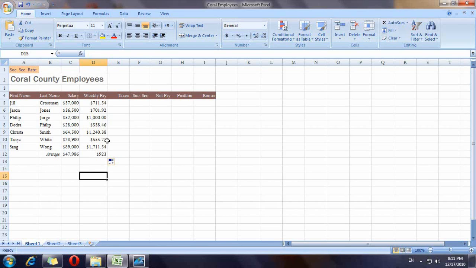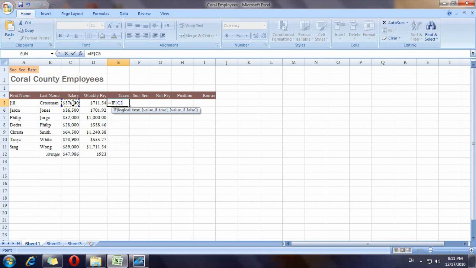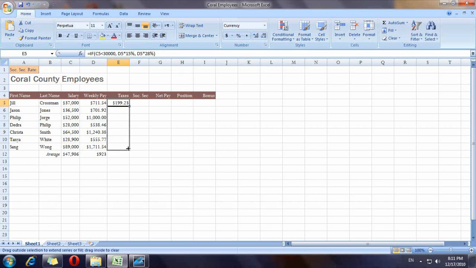Okay, now I'm going to find the taxes, and to do that I have to use an if function because if the salary is less than $30,000, then the weekly pay should be multiplied by 15%, and if the salary is equal to or higher than $30,000, then the weekly pay should be multiplied by 28%. So this function should look like this: if salary is less than $30,000, then weekly pay should be multiplied by 15%, and if not, should be multiplied by 28%. Then enter, and then fill it out.